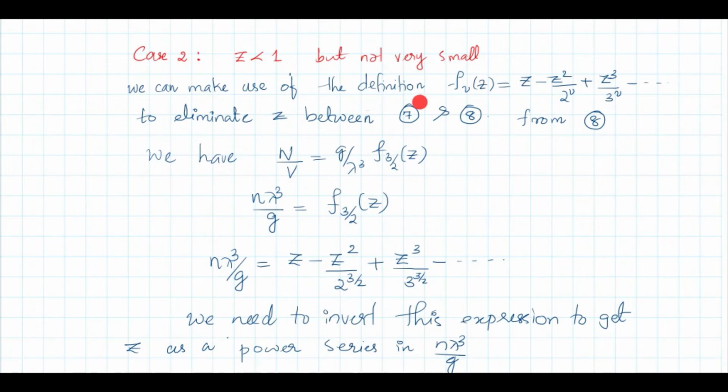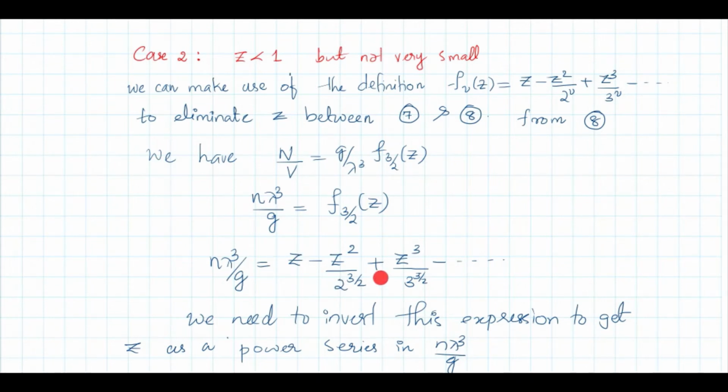Then we can make use of the definition f nu of Z equal to Z minus Z square by 2 raised to nu plus Z cube by 3 raised to nu, etc. to eliminate Z between equation 7 and 8. From 8 we have n by v equal to g by lambda cube f3 by 2 z. You can write it as n lambda cube by g equal to f3 by 2 of z. You can substitute here. So that becomes Z minus Z square by 2 raised to 3 by 2 plus Z cube by 3 raised to 3 by 2 minus etc.